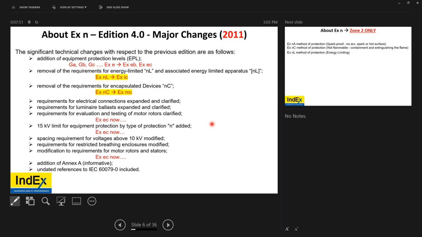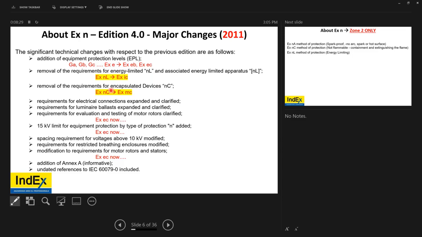The major changes. Well, this one brought in a lot of changes. Edition 4, 2011, brought in a lot of changes for motors, evaluations of motors, protection techniques for N. Spacing requirements for voltages of over 10 kV, and once again, motors and stators. So right now, these two still do not exist. These were removed from edition 3.